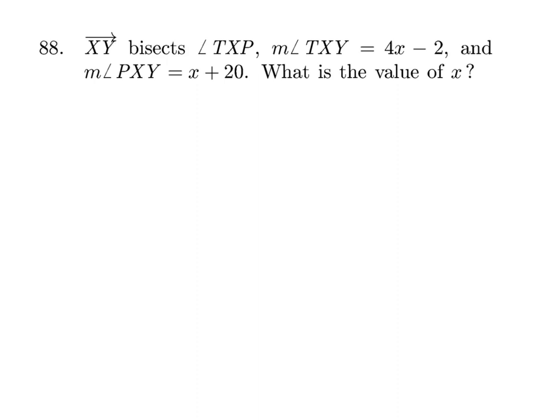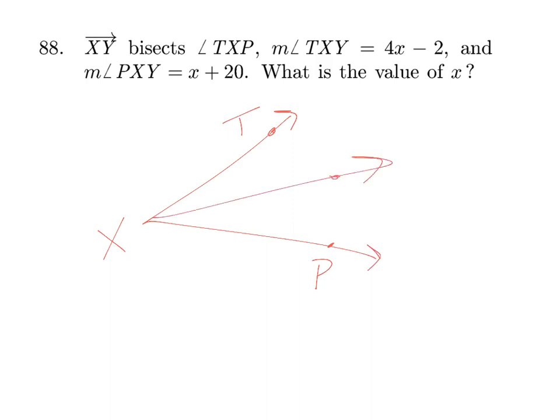All right, XY bisects TXP. All right, here I have TXP. Okay, XY bisects the angle. So I have 4x minus 2. Then I have x plus 20. All right, the angles are equal, so I set 4x minus 2 equal to x plus 20.